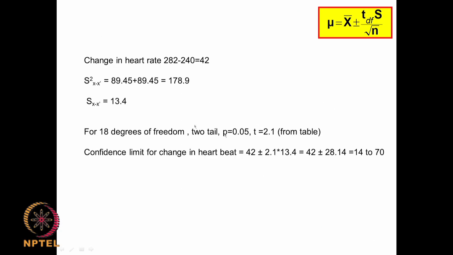So I substitute here, I put 13.4. When I do that, I get the confidence limit for the change in the heart rate at 95% confidence is 14 to 70. So it is an interesting problem, very useful problem. We do quite a lot of these type of studies in clinical trials.